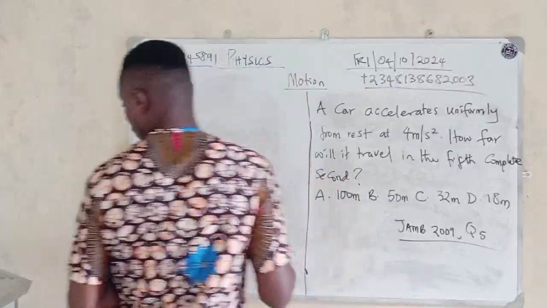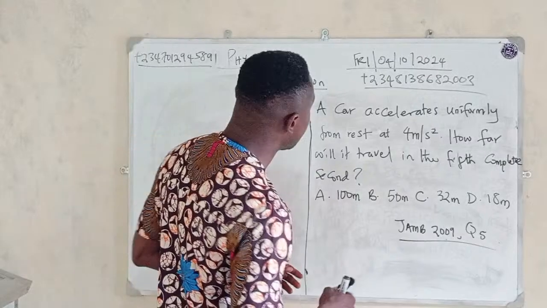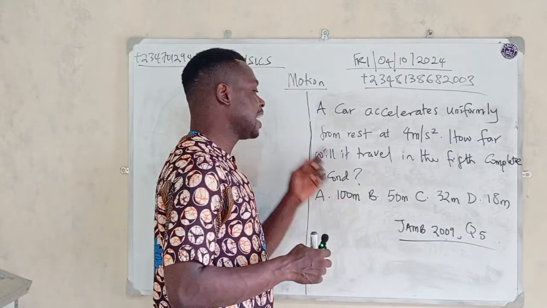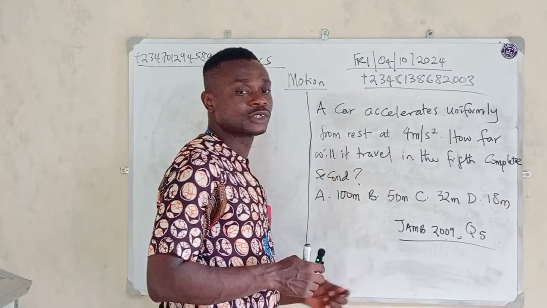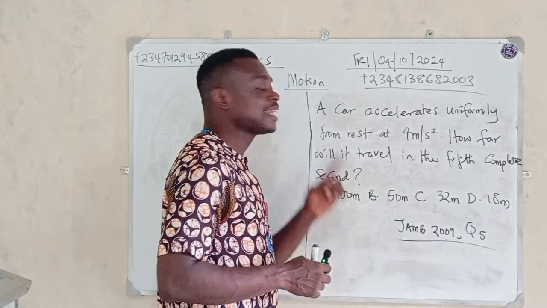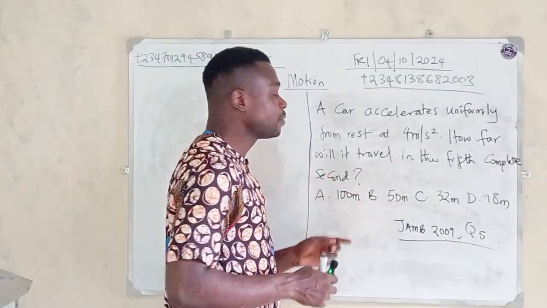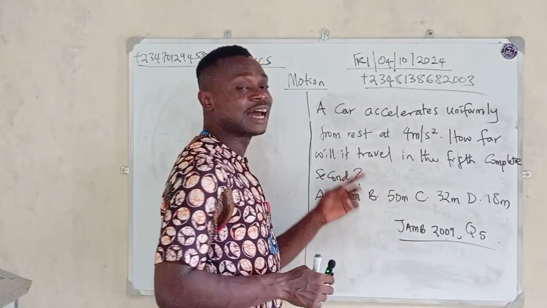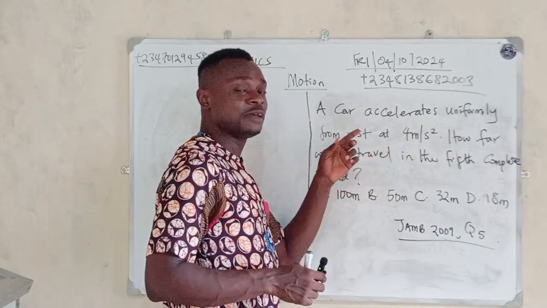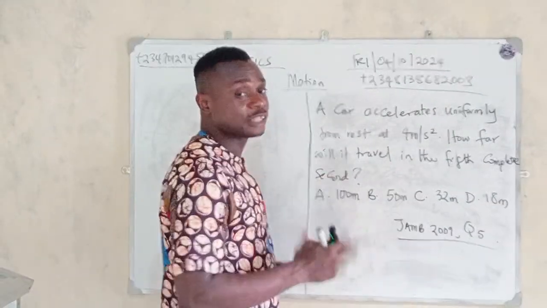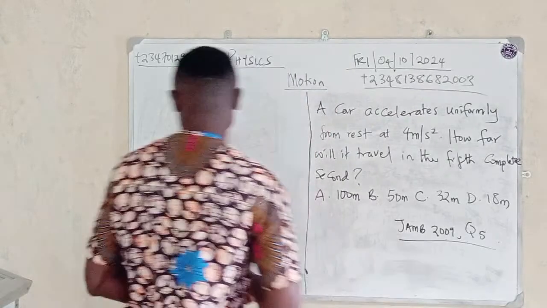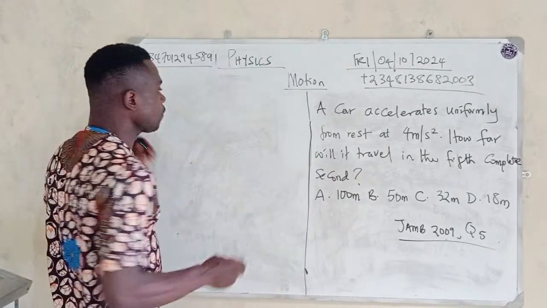So, for us to find how far the car traveled in the 5th second, we find how far the car traveled after 4 seconds and keep it. Find how far it traveled after 5 seconds. Then subtract the two of them and get our answer. So, solution.